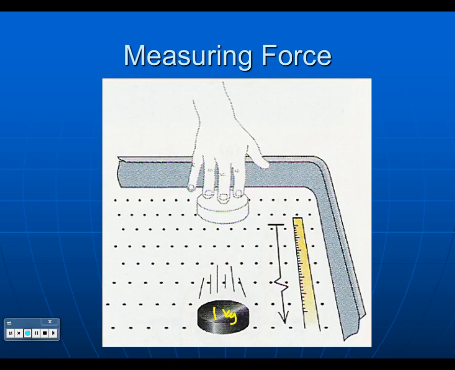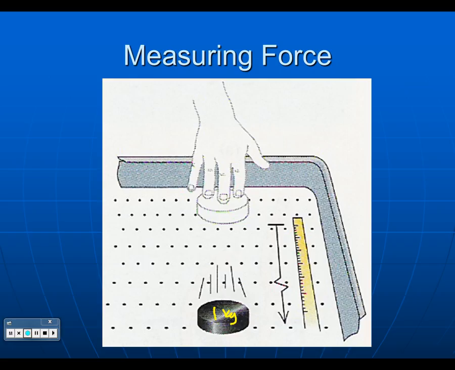If something is experiencing an acceleration of 1 meter per second squared, what did we say that means? If the acceleration is 1 meter per second squared, what has to happen? Okay. If the acceleration is 1 meter per second squared, what does that mean?